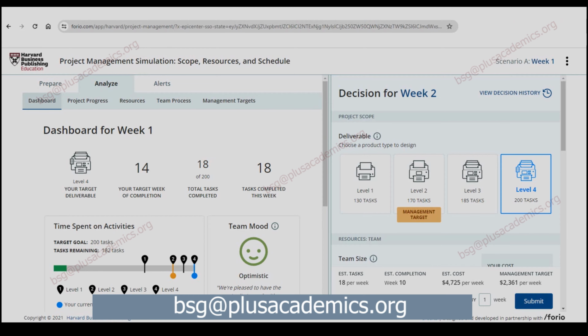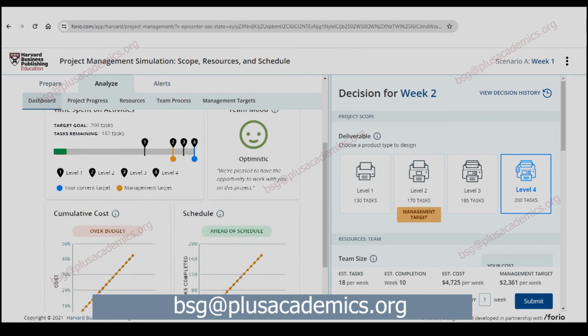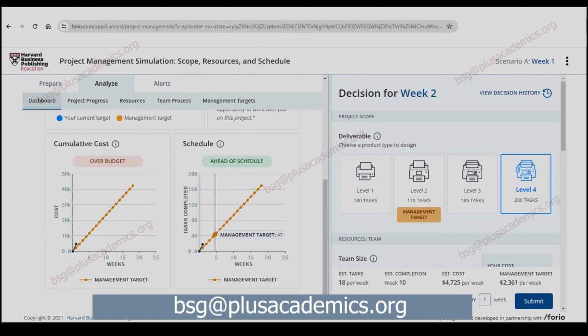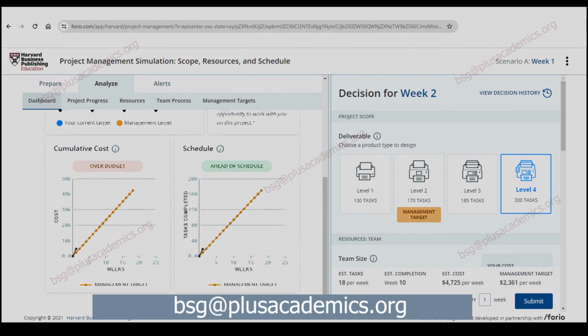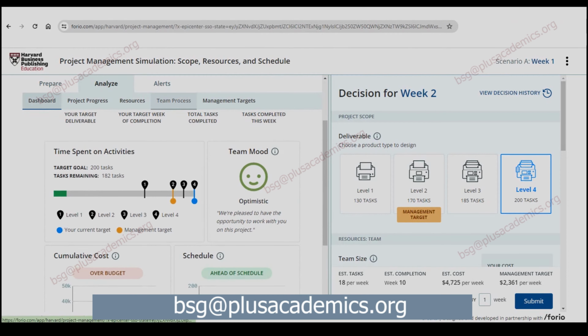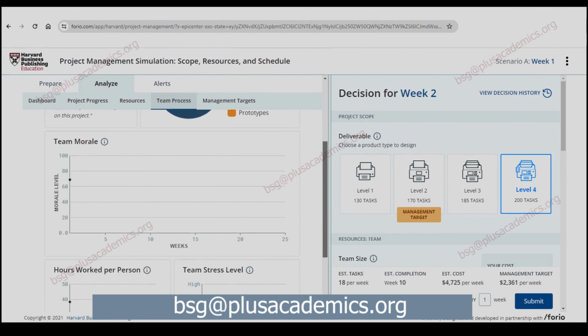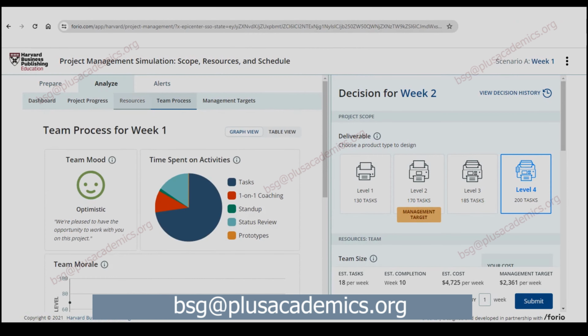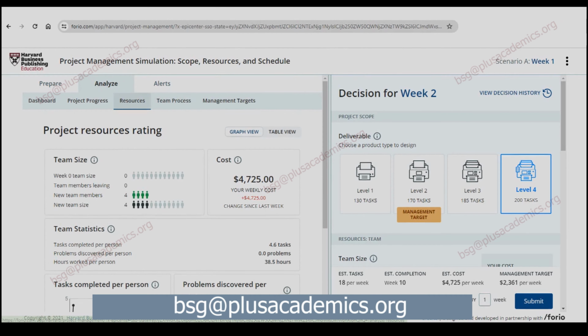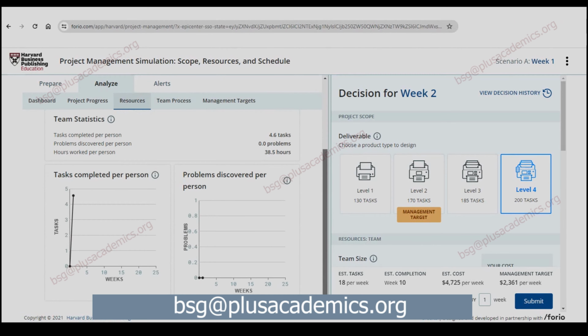Now you can see the team mood is good. They are optimistic about our project, and you can see we are both ahead of schedule and also over budget. And then let's go to team processes and see if there are some concerns. You can see stress level is not yet well defined. However, we might check in future weeks to see if we really need to manage the stress of our employees. Problem discovered, there's no problem discovered. Task completed by employee is at least 4.5 out of 5, and that is a good indication.